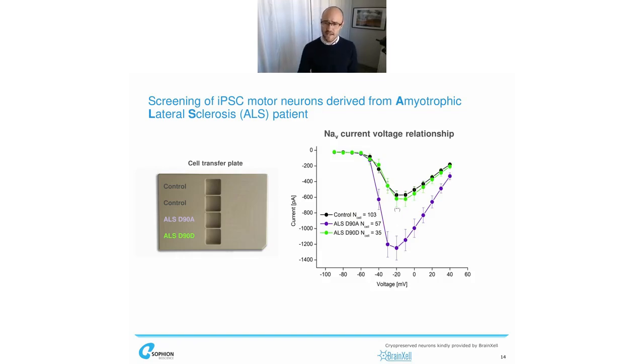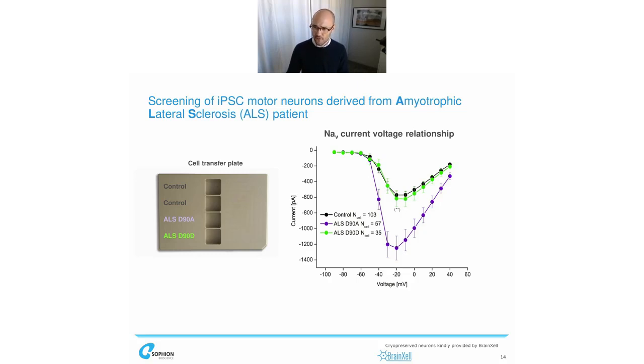In a similar fashion as with the other cell lines, since there's a known hyperexcitability of these cells, we used here that cell transfer plate that I introduced at the beginning to do a head-to-head comparison. And here we didn't have any small molecule or any pharmacology available, but instead we received an isogenic control where this mutation in the SOD1 gene was corrected. And you can see that here in the lower part.